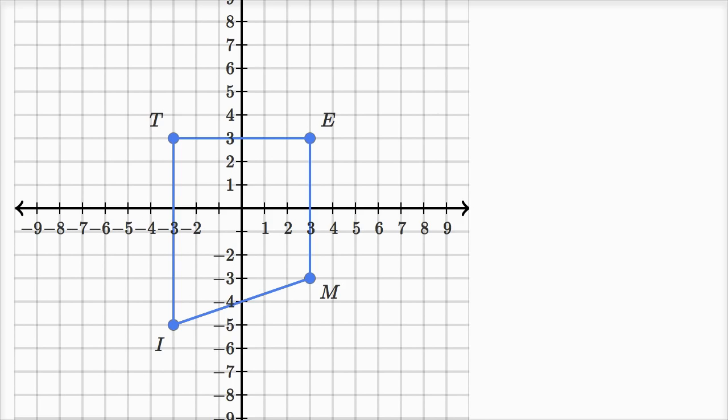Well, it could mean that you're taking something mathematical and you're changing it into something else mathematical, and that's exactly what it is. It's talking about taking a set of coordinates or a set of points and then changing them into a different set of coordinates or a different set of points.